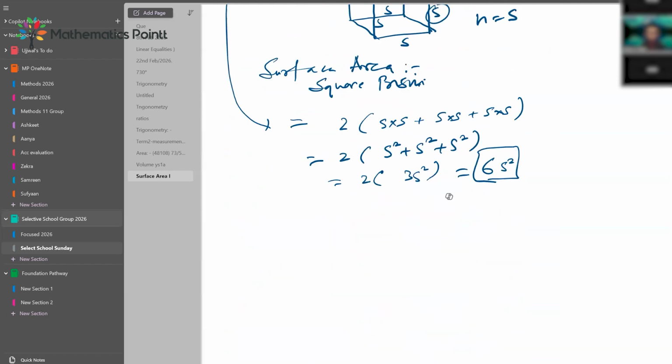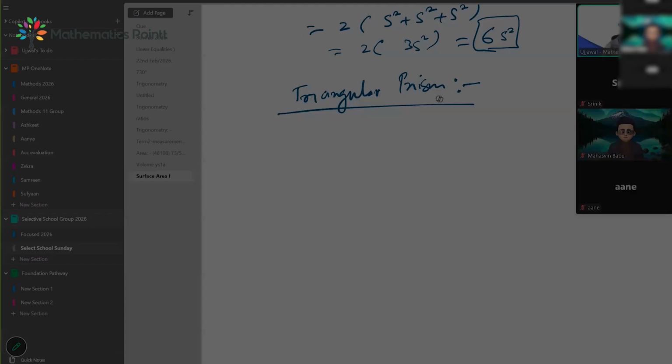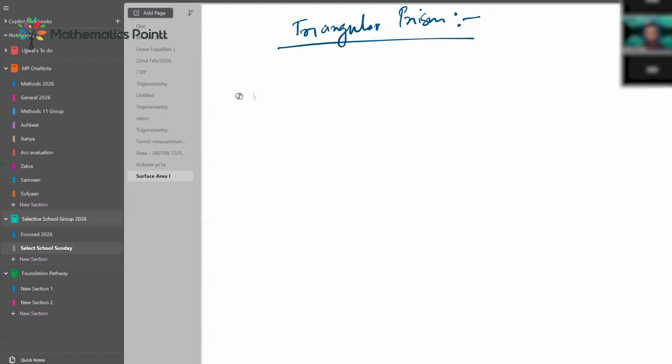All right. Let us understand another figure, which is called a triangular prism. Now I'll take a snippet. I'm not too good at drawing a triangular prism, honestly speaking. Let me show you what that is. That's a triangular prism.